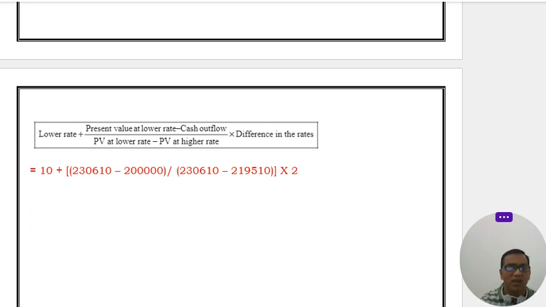That is it. And now let us calculate 10 plus, I will do the brackets value first. 230,610 minus 200,000 means 30,610, divided by 230,610 minus 219,510, that is 11,100. So brackets close. Now multiply with 2.